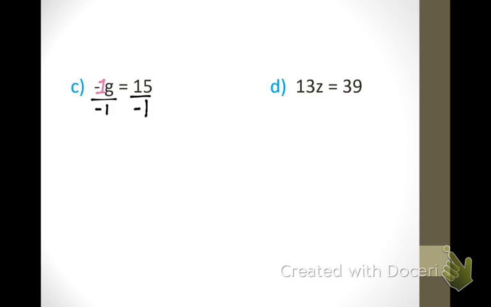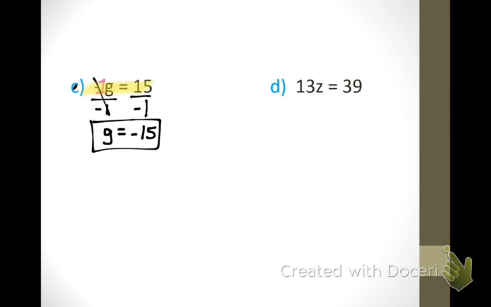Jack, what happens to this negative 1 divided by negative 1? It equals 0. It doesn't equal 0. Oh, it cancels out. It cancels out because it equals 1, and then you're left with what? A g. All right, guys, what is 15 divided by negative 1? Negative 15, because remember, if you are ever dividing by only one negative, your answer will always be negative.